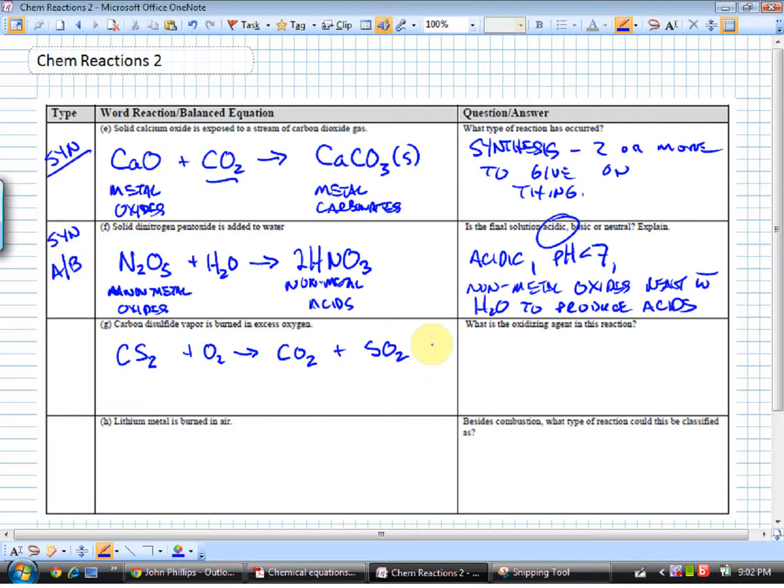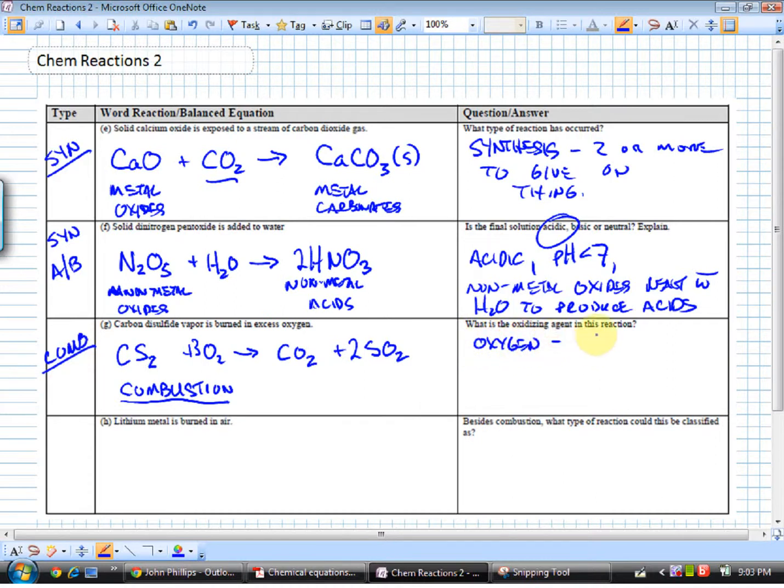Carbon's in balance. Sulfur, I need a 2 here. And then I've got a grand total of 6 oxygens, so I need to put a 3 here. That balances my reaction. This is a combustion reaction. Combustion reaction is any reaction that has oxygen as a reactant, so we're going to call this combustion. All right, what is the oxidizing agent in this reaction? Well, the traditional definition of oxidation is adding oxygen. So the oxidizing agent is definitely oxygen.